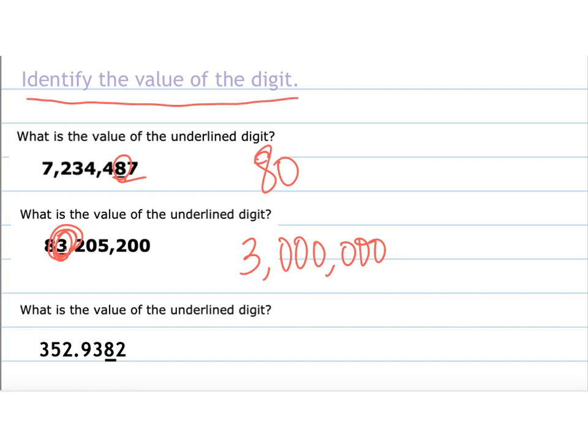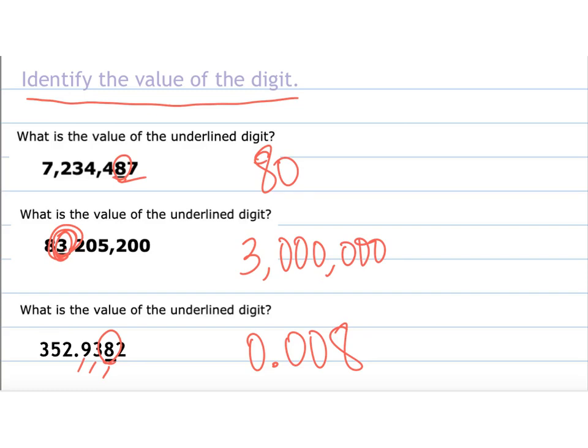Okay. What is the value of the underlined digit on this next one? So now we're after the decimal here. Tenths, hundredths, thousandths, again ending in the THS after the decimal. So thousandths, it's worth 8 thousandths. Okay, so I'm going to write that 8 thousandths would be written like this.